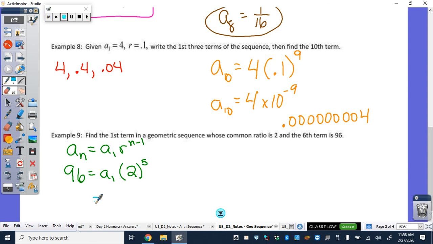So 2 to the 5th is what? 32. So what would we do with our 32? Should divide. So our first term is what? 3.